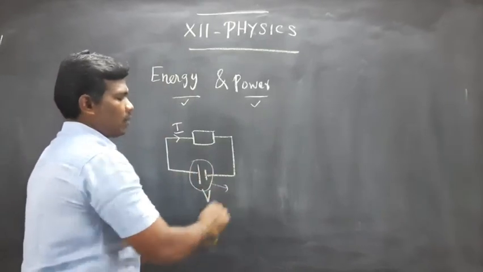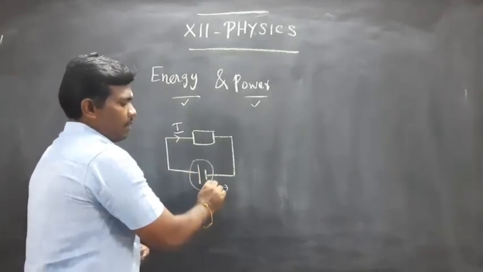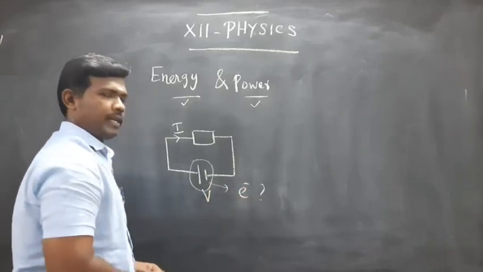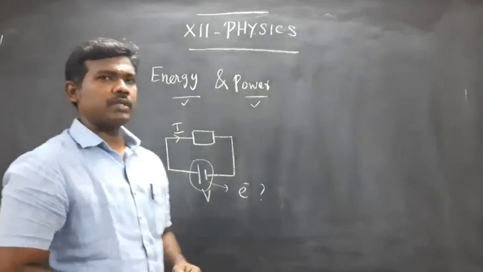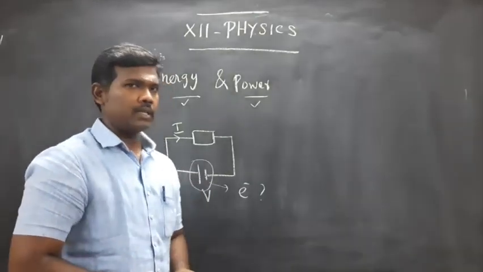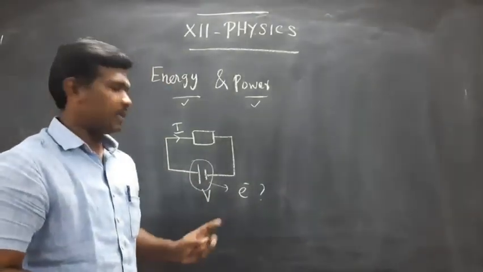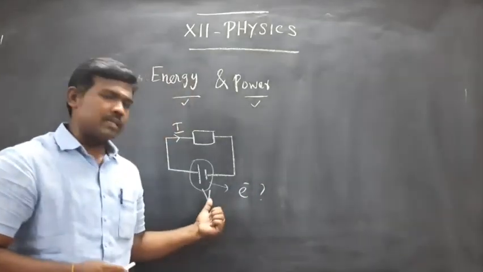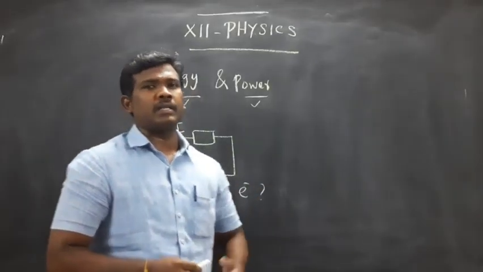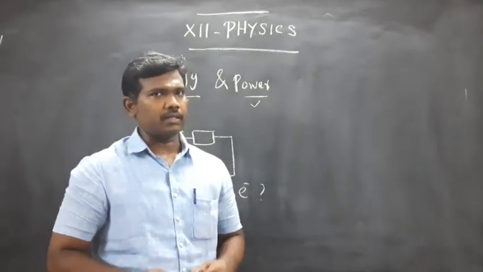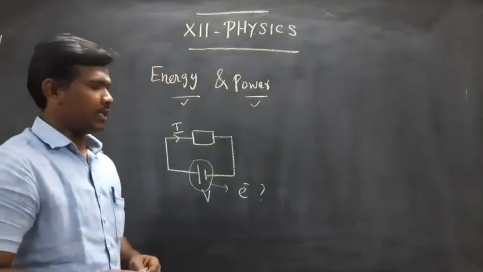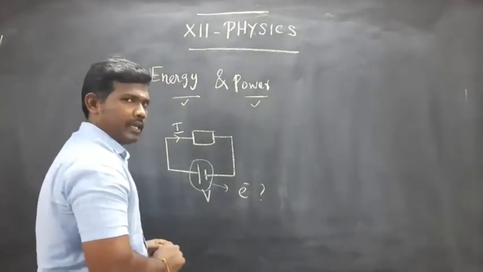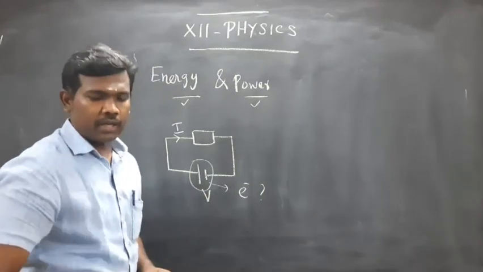This is the battery. Is a battery a source of electrons? No. A battery is not a source of electrons. A battery does not supply the number of electrons. It just supplies energy to the charges. So it is not a source of electrons. It supplies the energy.